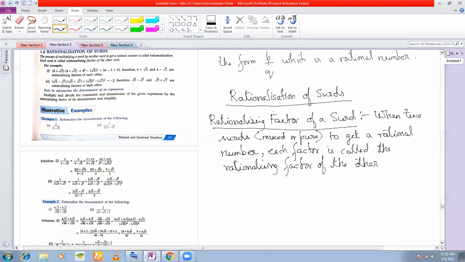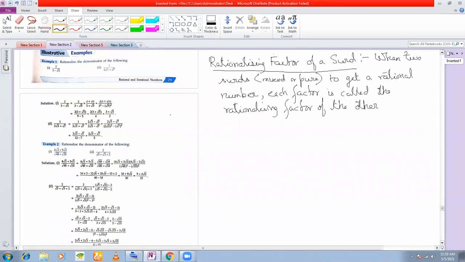Each is called a rationalizing factor of the other. We'll demonstrate this with the help of a small problem.